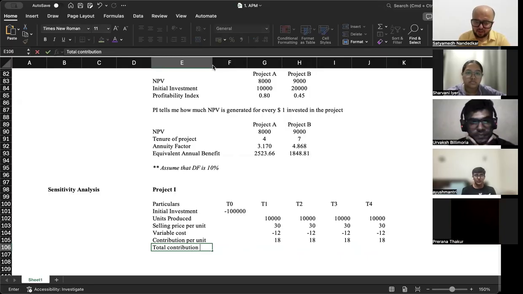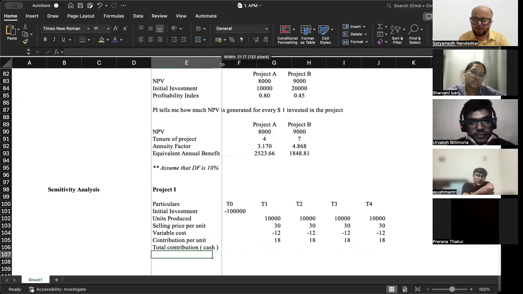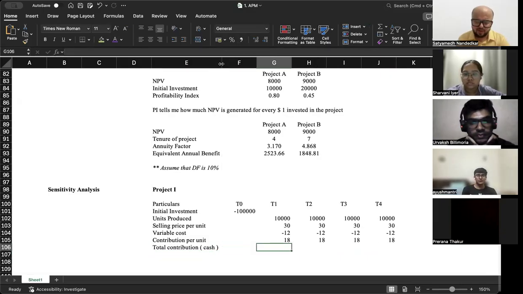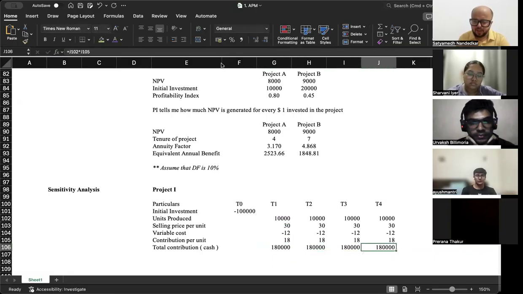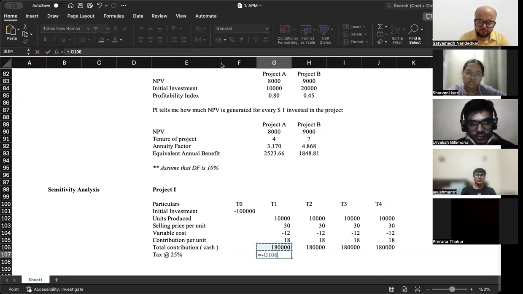This is all in cash, by the way. Total contribution, cash contribution. I'm not talking about any notional cost or tax saving and all of that right now. 10,000 into 18, 1 lakh 80,000. Now, let's say that the tax rate is 25%. Tax at the rate of 25%, assuming tax is paid in the same year in which income is earned. So, this into 25%.